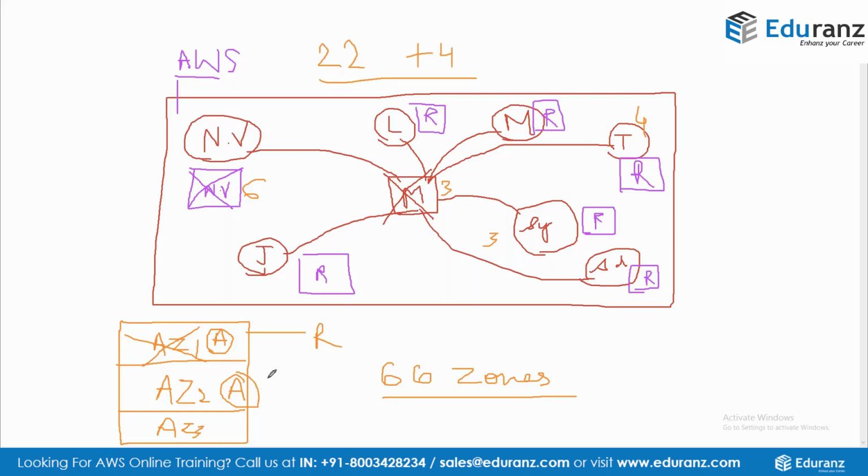So are we all clear on the concept of regions and availability zones till this point? Please give me a quick confirmation, everyone. Are we all clear on the concept of regions and availability zones? Perfect. Thank you for the confirmation, everyone. So let's erase this. All right, so let's proceed.